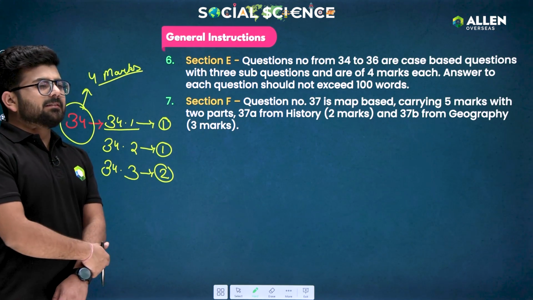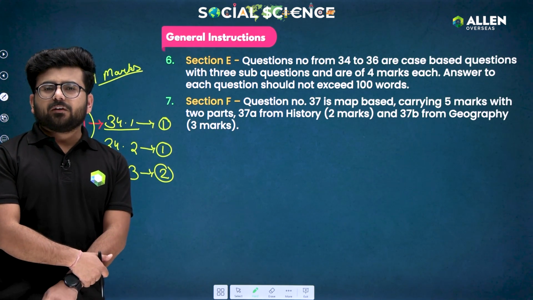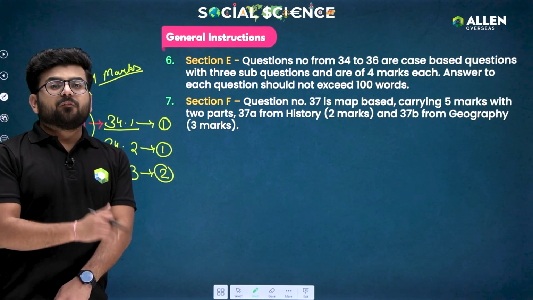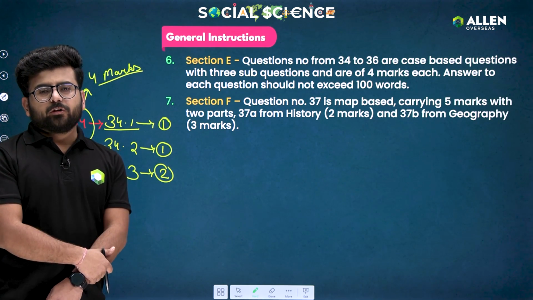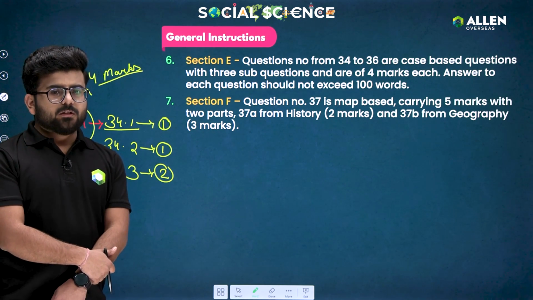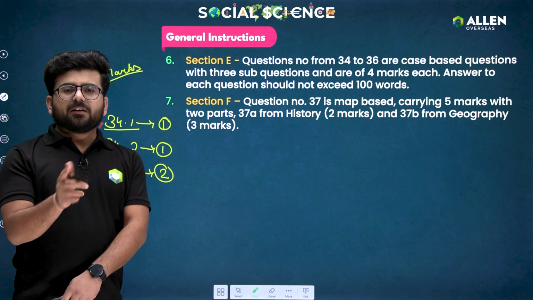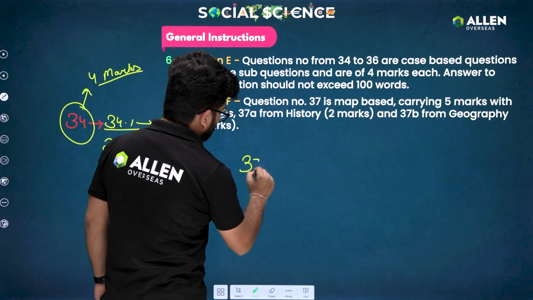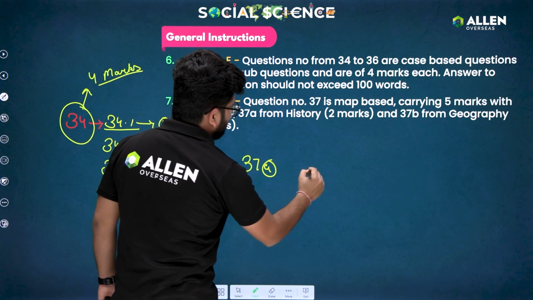Students, in section F we'll be having only one question, that is 37. But question 37 will have 5 sub questions in it, and the questions will be based upon a map approach. Here you will have to write maps. So ultimately you will be getting 2 different sections of map, 37A, right students, and 37B.